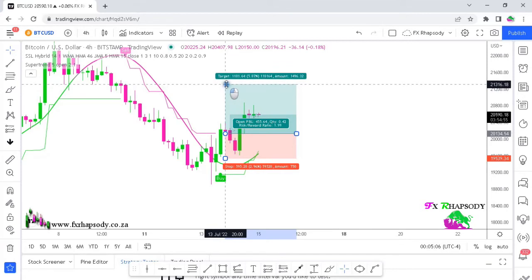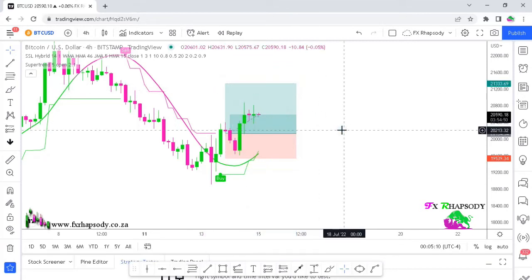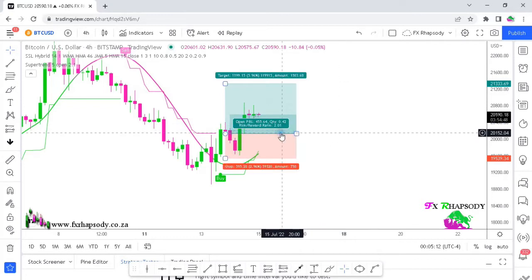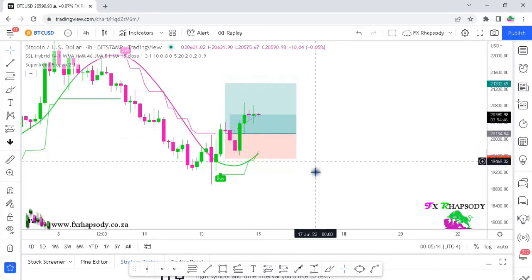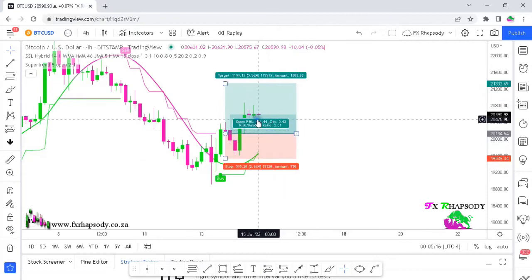That is how I trade this, but it's your preference. You can keep your trades longer if you want to, but that is basically the target for this strategy: a 2 or 2.1, or 1 to 2. Okay.